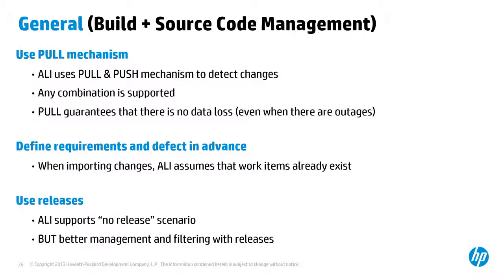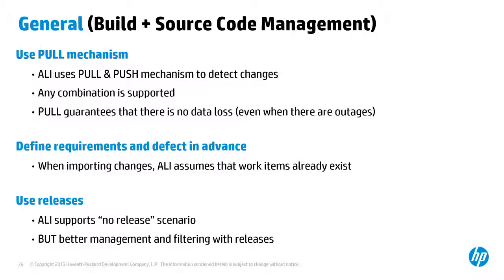Another suggestion is to define your requirements and defects in advance before configuring ALI. Because if you plan to configure ALI, import information from your build servers and source code changes, and only later populate your ALM project with requirements and defects, you will end up with data which is not linked together. The reason is that ALI, when the synchronization is turned on, will read code changes and try to search for corresponding requirements and defects. And when they do not exist in the project, of course, they will not be linked.